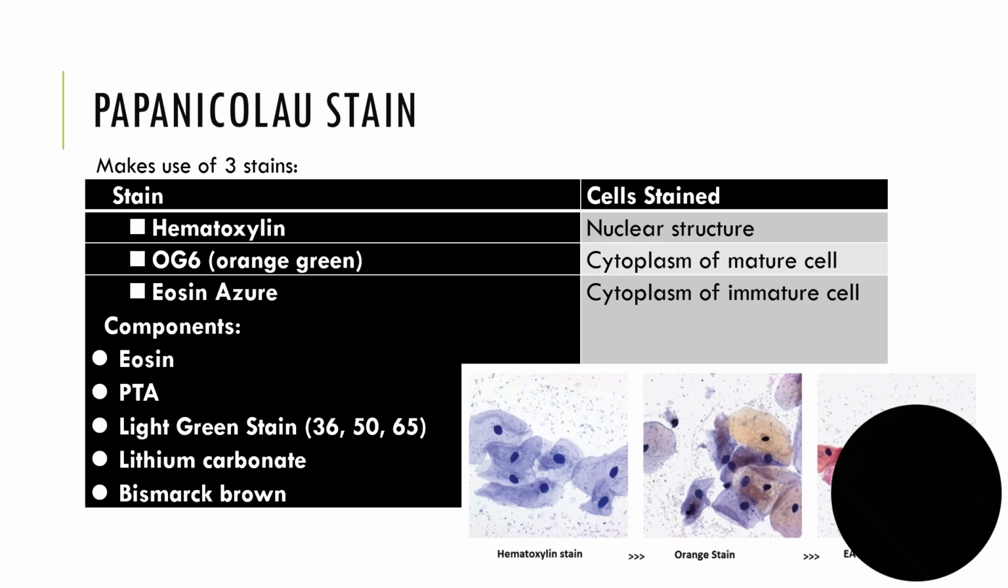We have eosin, which colors pink; phosphotungstic acid, or PTA, which serves as the mordant; light green stain, which comes in concentrations of 36, 50, or 65; lithium carbonate, which is an alkalinizing agent; as well as Bismarck brown. Together, these three stains produce a full color spectrum: blue to purple nuclei, orange mature cytoplasm, and green to blue immature cytoplasm. This multicolor output allows cytologists to rapidly assess cell type, maturity, and abnormality at a glance.